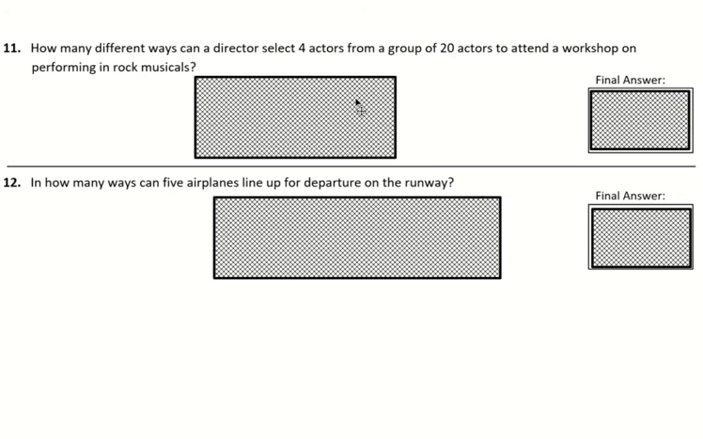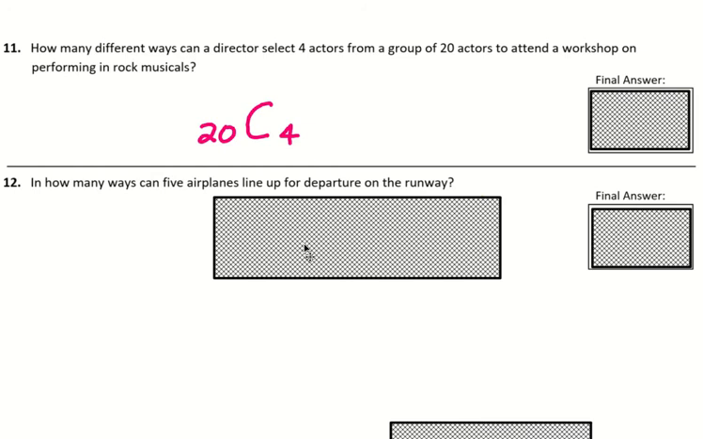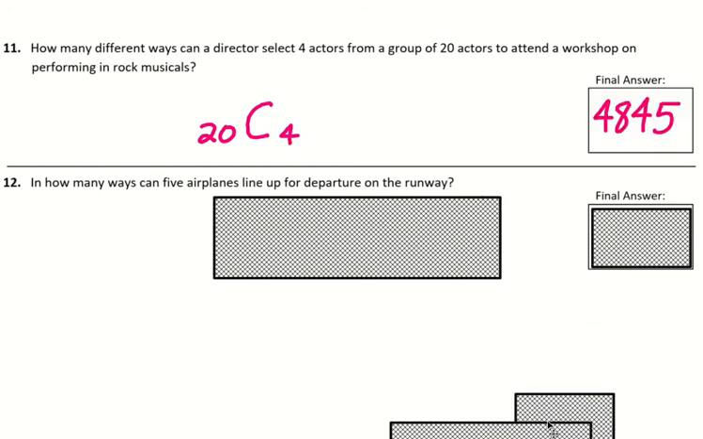And the answer is no. Order does not matter. And so it's 20 choose 4. And your calculator will tell you that it's that. And on a side note, if it's a combination, you could not have done this with the counting principle. You only can do this with the combination formula, unless you want to list them out by hand the long way.